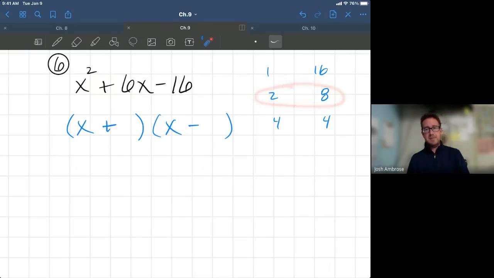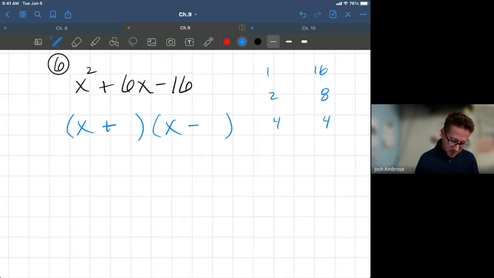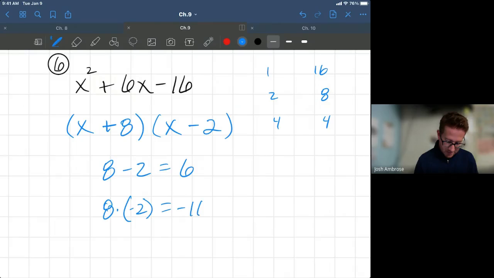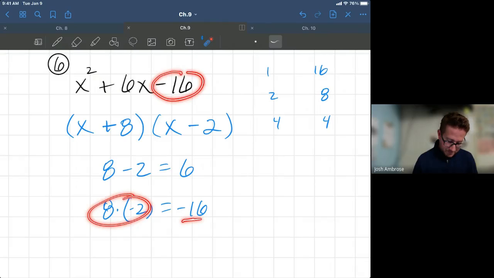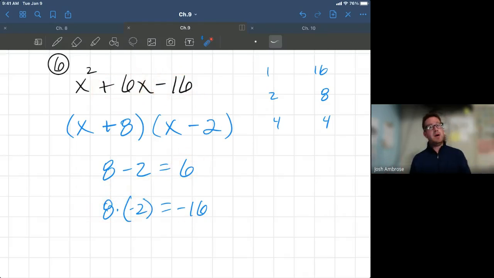2 and 8. Next step, which number has to be positive? 8 has to be positive to create a positive 6. So put the 8 here, the 2 here. That means 8 minus 2 equals a positive 6. 8 times negative 2 equals a negative 16. All of this, negative 16, 8 minus 2, positive 6. All of that works out.